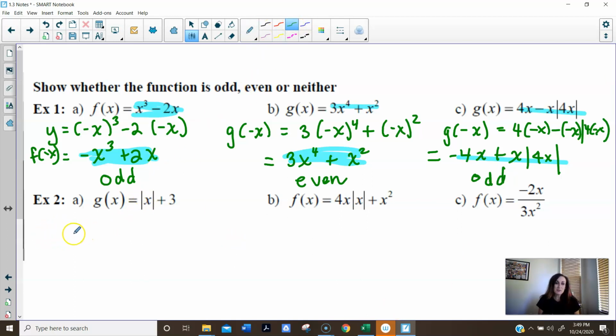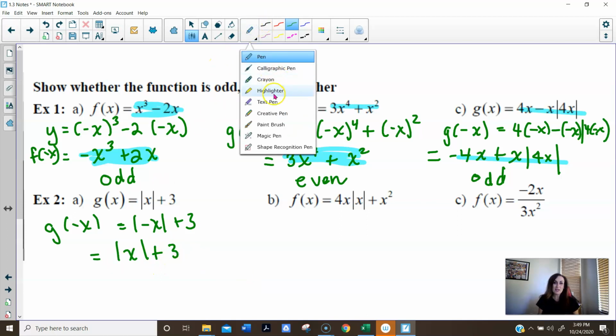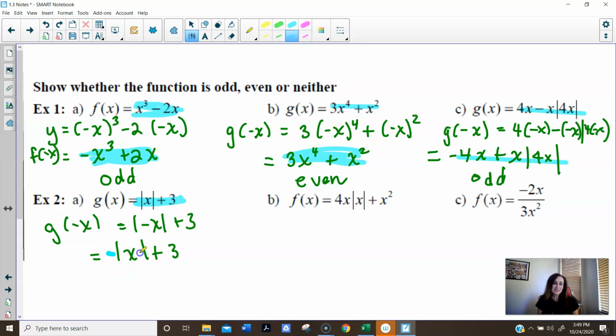Looking at example 2a, if I do g of the opposite of x, it's equal to the absolute value of the opposite of x plus 3. Absolute value is going to give me the same thing as the absolute value of x, plus 3. You can see that my two functions are identical. This one and this one are exactly the same, and so we know that the function is even. This next one is a little bit different than C. So let's go ahead and give it a try.